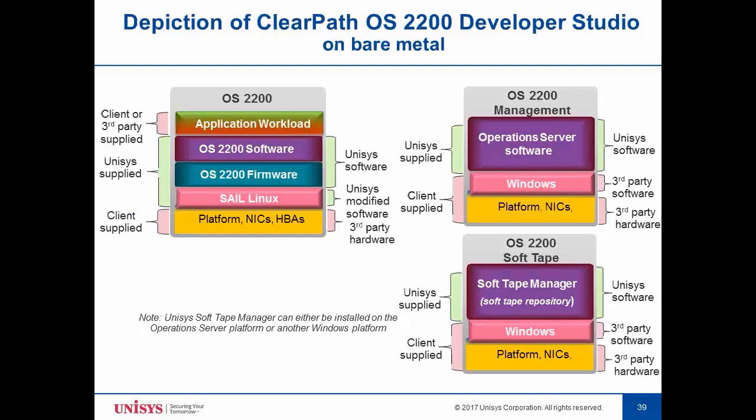Now in this slide, I'm going to show you a little bit about how we configure and set up OS 2200 Developer Studio. I want you to note that OS 2200 Developer Studio and the rest of the software series in the future will be based on the same CP levels as you use in Dorado platforms. So in this case, for OS 2200 Developer Studio, we're focused on CP 17. If you're familiar with that, you won't have to manage multiple different versions and things like that. And again, it runs on client-supplied and managed platforms that meet the Unisys spec.